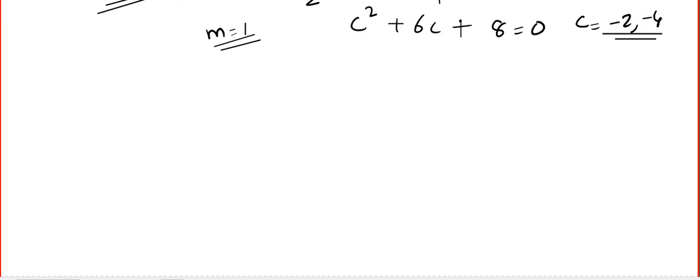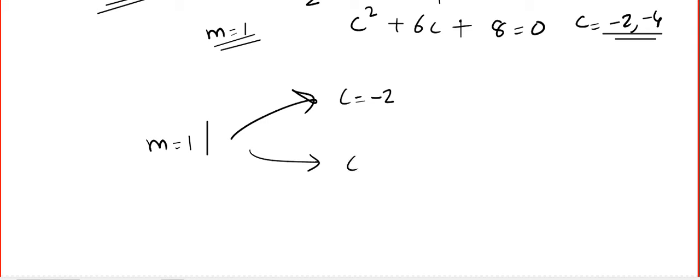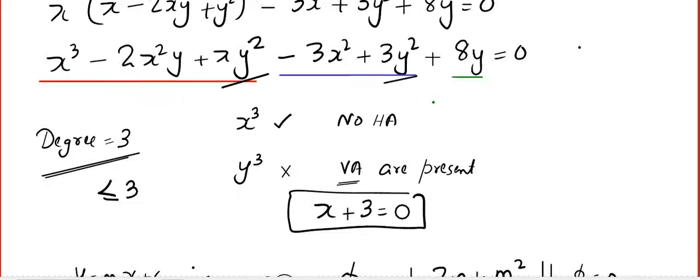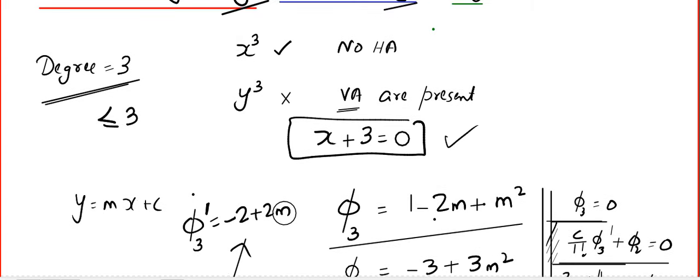So that's it. For m equal to 1, the c possibilities are, so the equations are y equal to 1x minus 2 and y equal to 1x minus 4, and we had another one, x plus 3 equal to 0. So that's it, my friends.